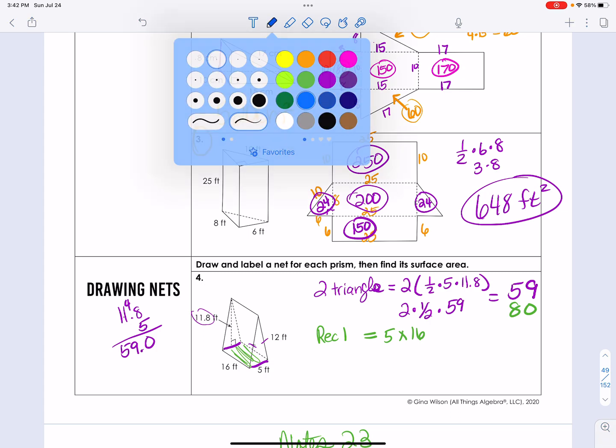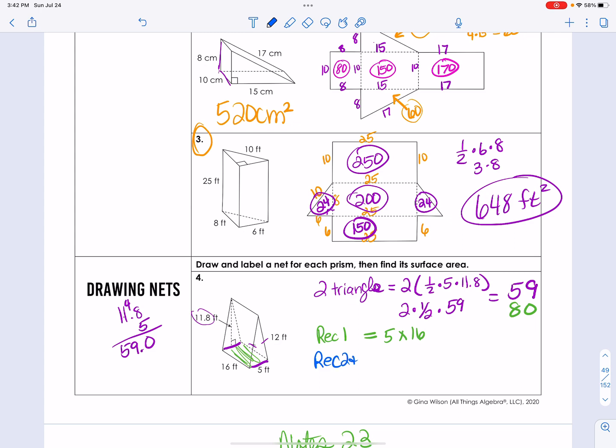Okay, so I'm going to do both of them at the same time. I'm going to say rec 2 and 3. I have 2 of them that are 16 by 12. Okay, and so if I do 16 times 12, that is 192. Okay, and if I do 192 times 2, I get 384. And then I'm just going to add those up. 3, carry the 1, 16, 17, 22, and you get 523 feet squared.